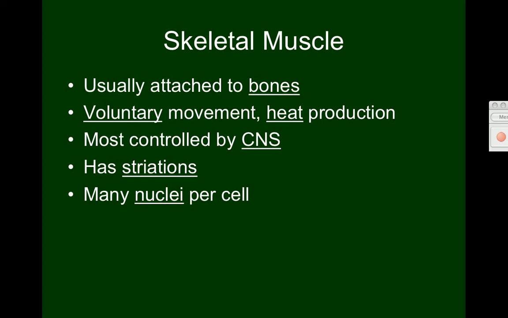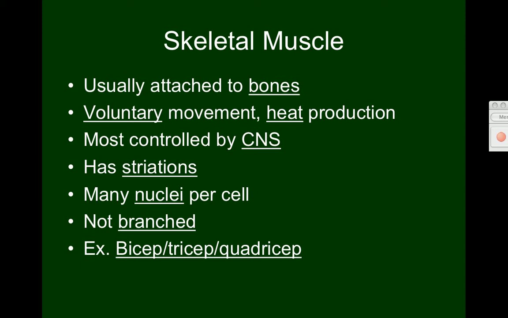Now, unlike the cardiac muscle, these cells aren't branched, and you will see this with the fibers. They actually are in strips that kind of run horizontally. They don't split off and join and mesh with each other. Examples of skeletal muscles include the bicep, the tricep, and the quadricep.